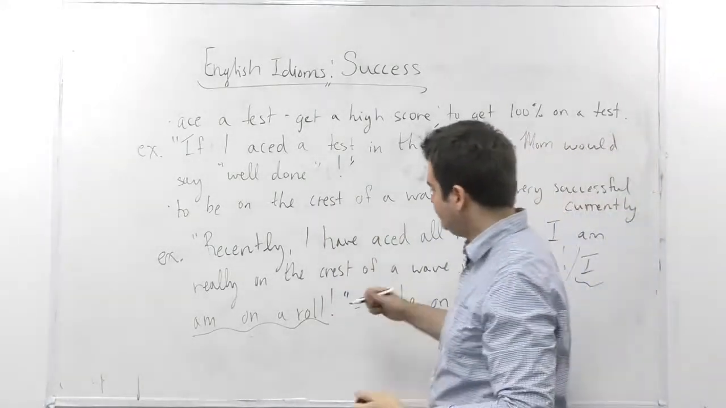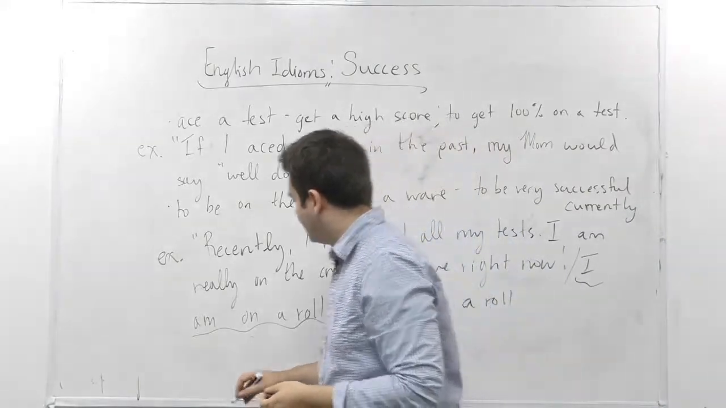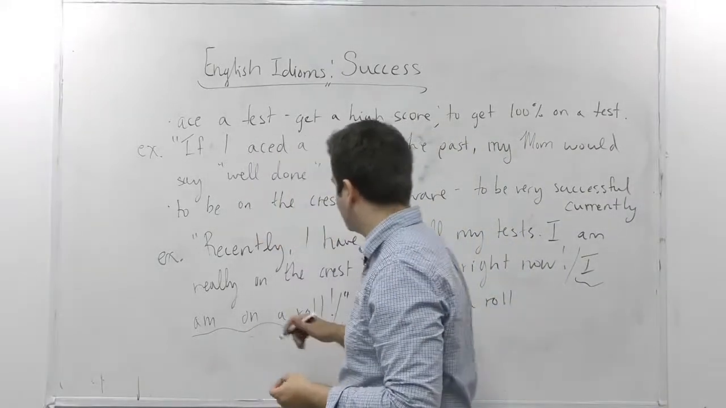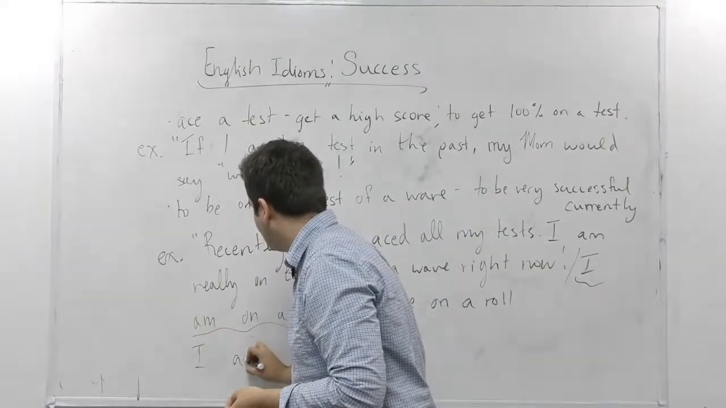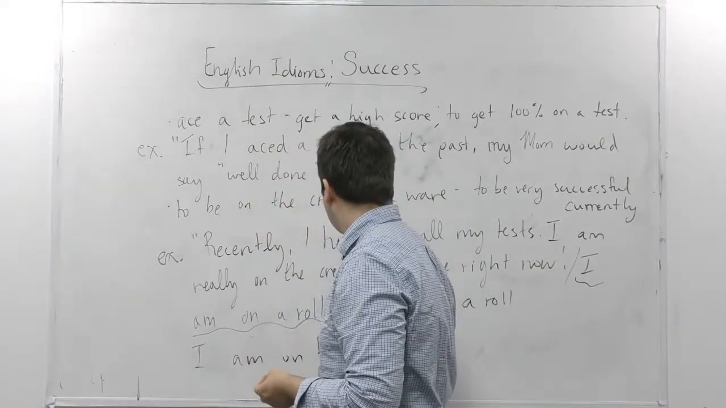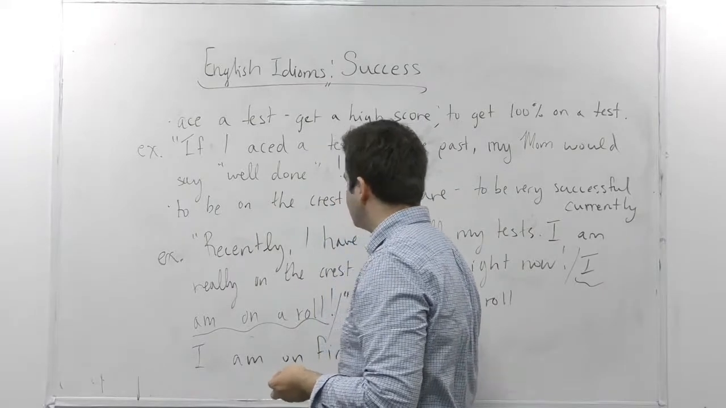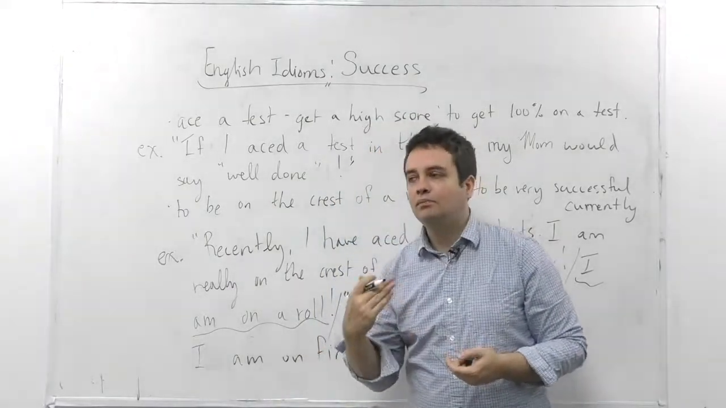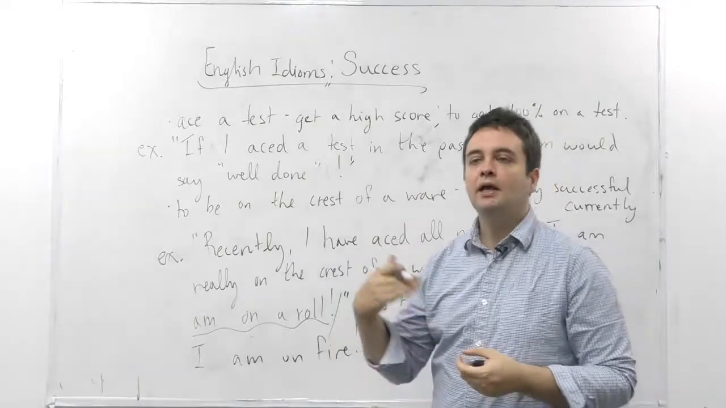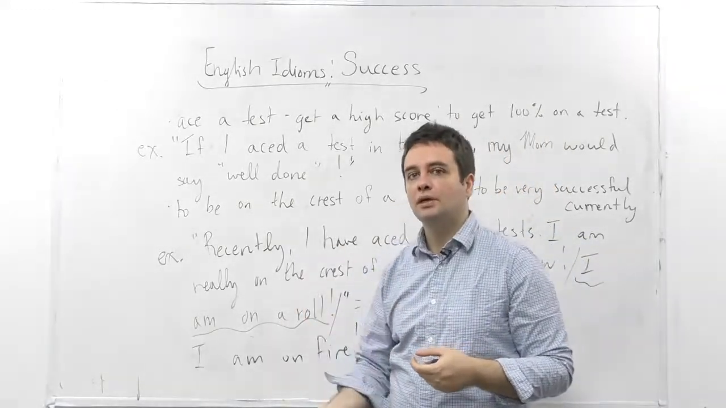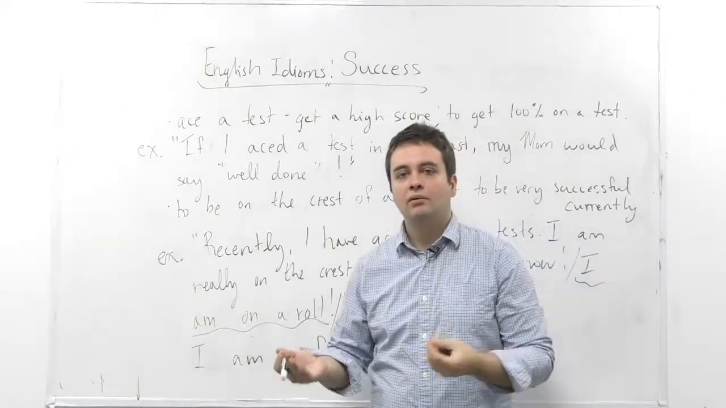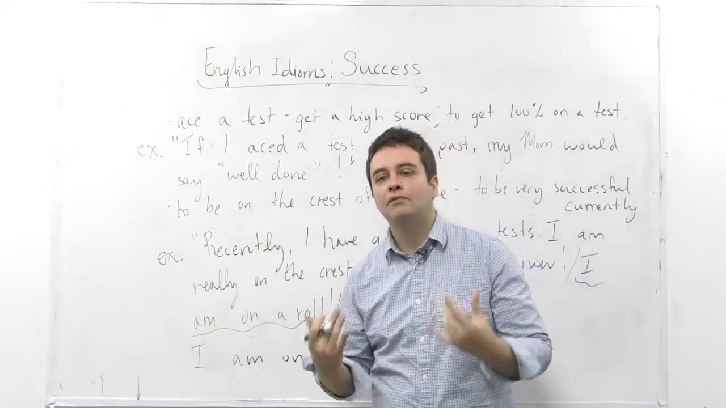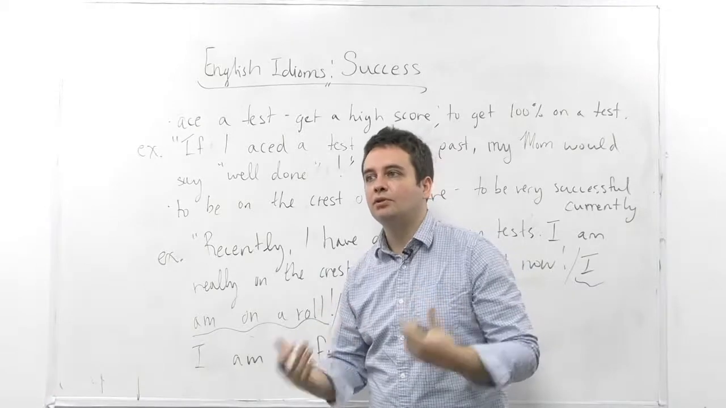Or you could also say, to be on fire. I am on fire. And again, that has kind of the same meaning. It means you have been successful again and again, time after time, right? So whether you use I'm on the crest of a wave, I'm on a roll, or I'm on fire, you are saying the same thing, right?